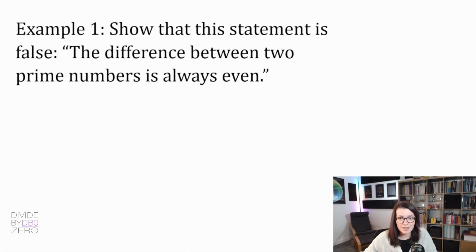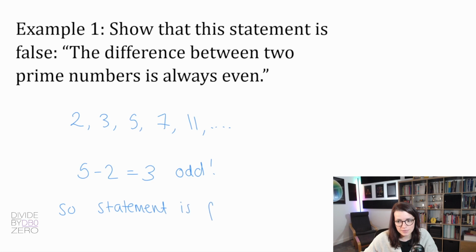So first of all, we need to be comfortable with what prime numbers are. If we list out the first few prime numbers, we've got 2, 3, 5, 7, 11, and so on. Because remember, prime numbers are numbers which only have two factors, 1 and themselves. If we look at these prime numbers, we're trying to find two prime numbers where the difference between them is in fact odd. Now I can see 5 take away 2 equals 3. That's odd. So the statement is false. We've shown the statement is false because the statement says that the difference is always even, but we found an example where the difference is in fact odd.